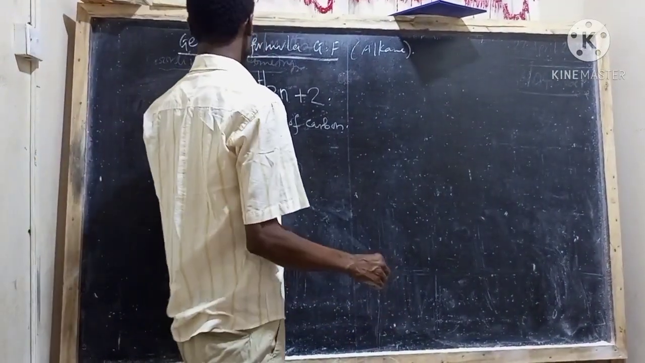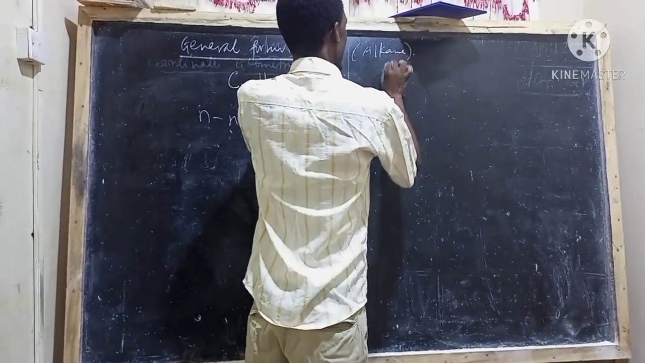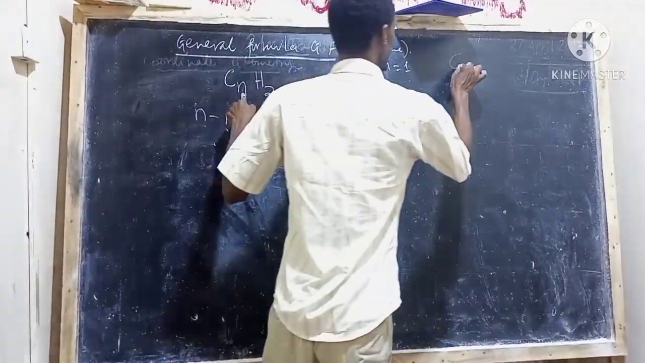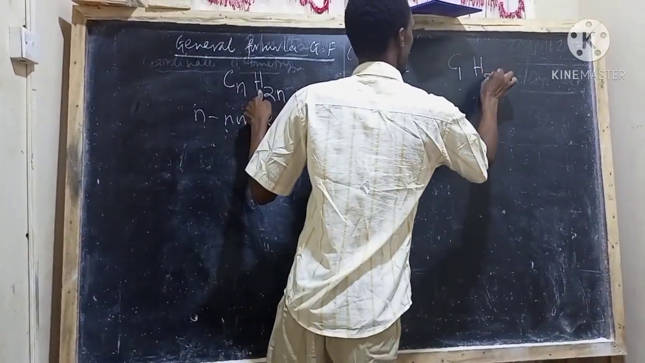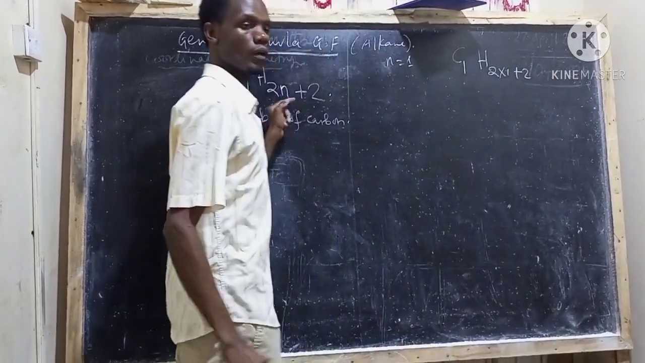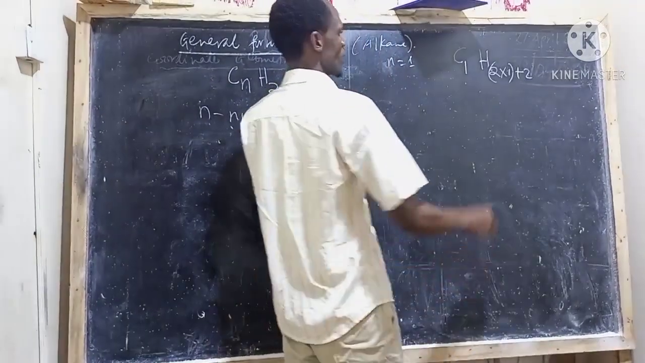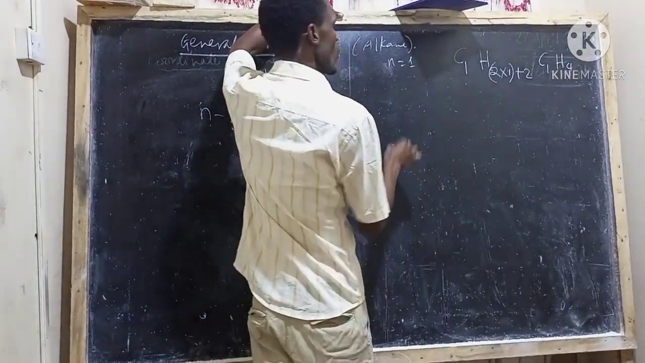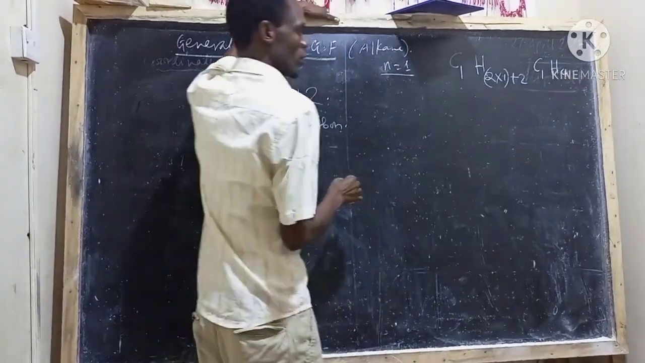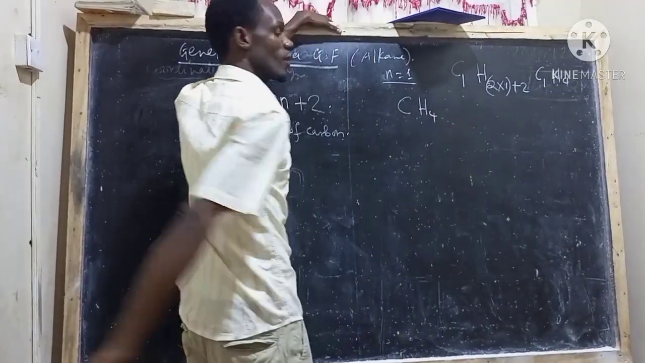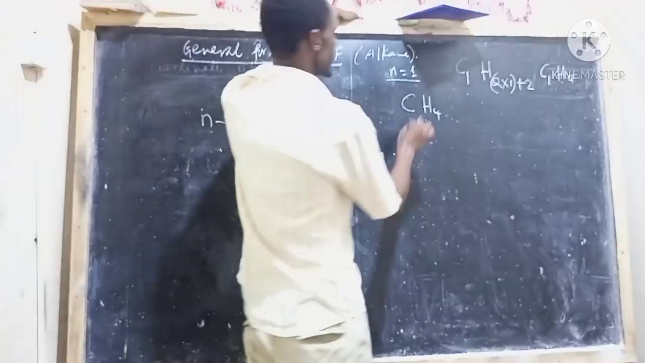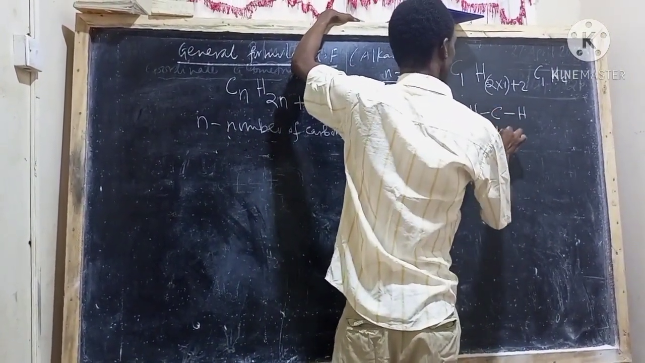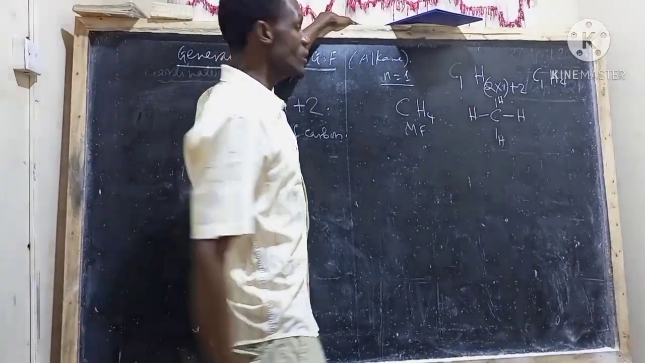Now, if you're talking about the alkane where the number of carbons is equal to 1, where there is n, you substitute 1. So C1, and hydrogen is 2 times 1 plus 2, which gives 4. That is why for the alkane with a single carbon, we write CH4. This is the molecular formula. Its structural formula is C with H, H, H, H. This is the open structural formula.